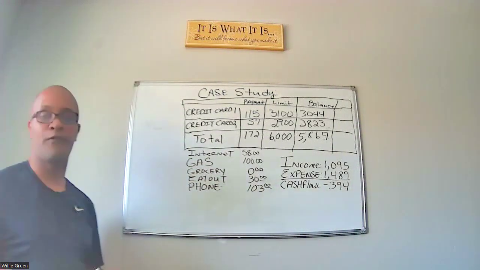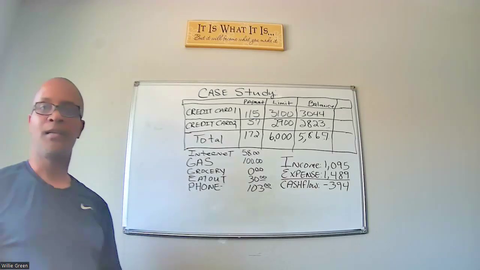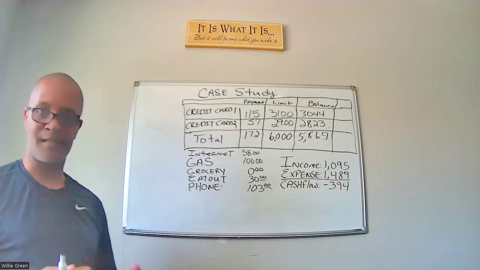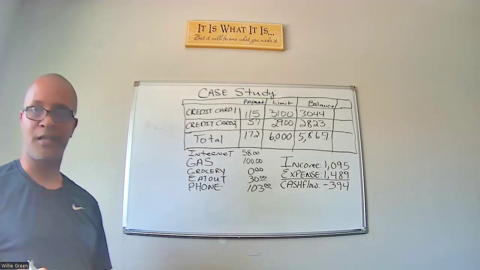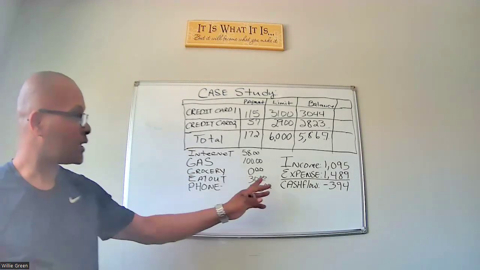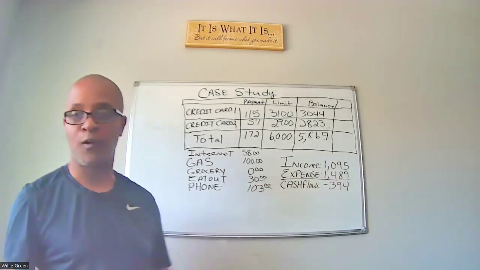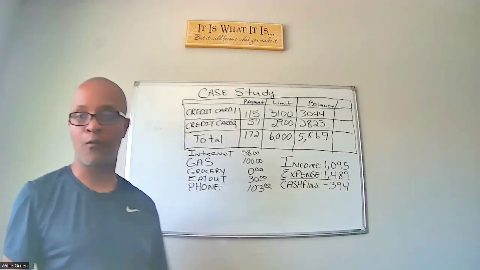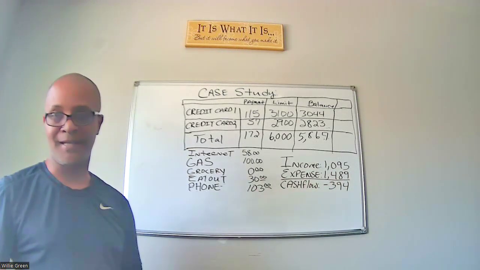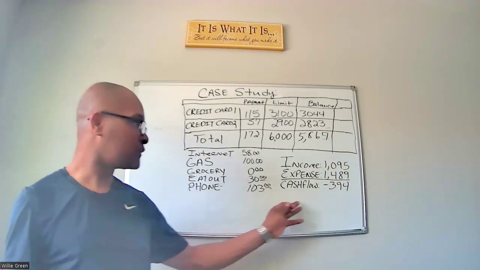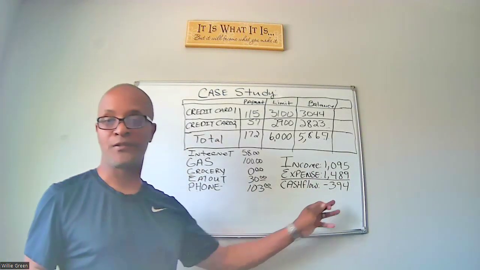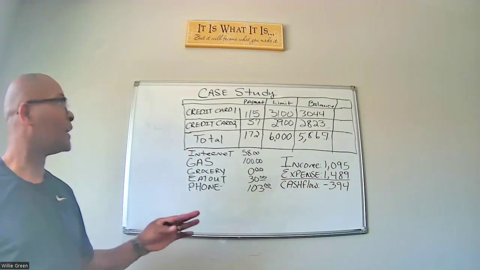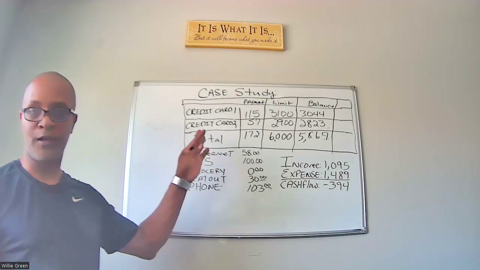Today I'm talking with a client in terms of a case study. This case study is of an older woman living in the South, on a fixed income on disability. Her total income is $1,095. Her total expenses are $1,489. Her cash flow at this particular time is negative $394 in general.